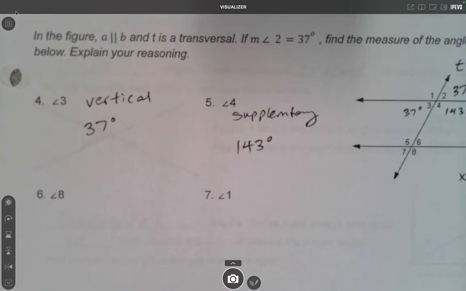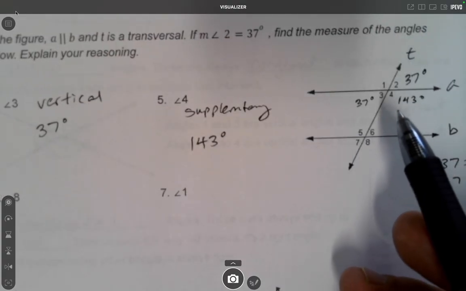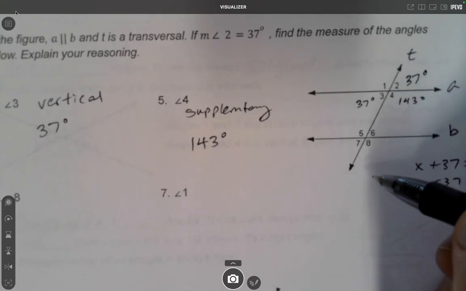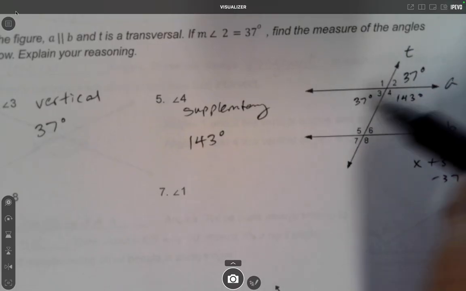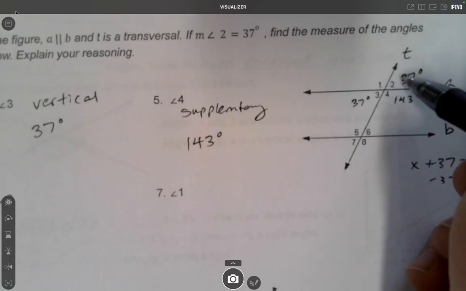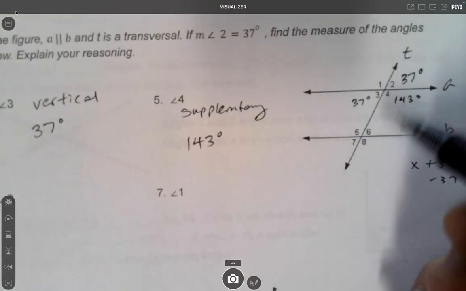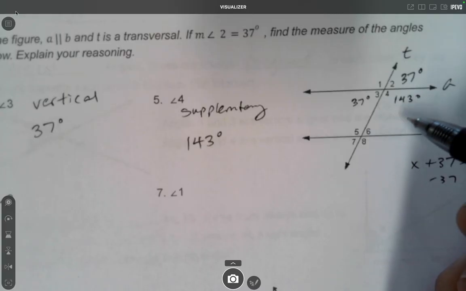Okay, angle 8. Since we just found angle 4, I'm going to use it to help us find angle 8. So let's look. We're now dealing with two different parallel lines, so we're back to those 3 we learned regarding that. So we have 2 parallel lines cut by a transversal. We have a group of 4 up here and a group of 4 down here.